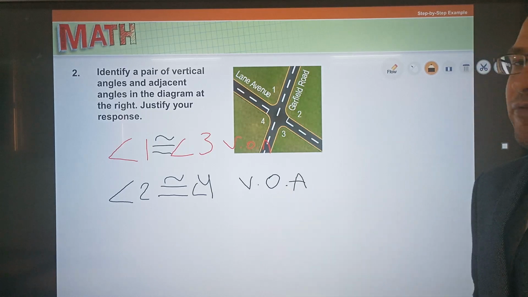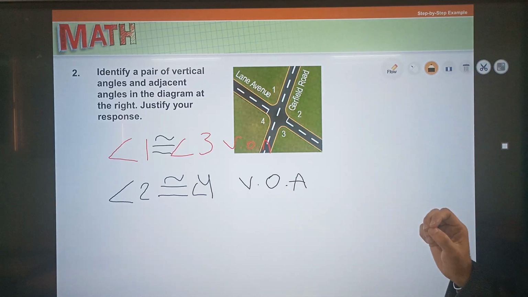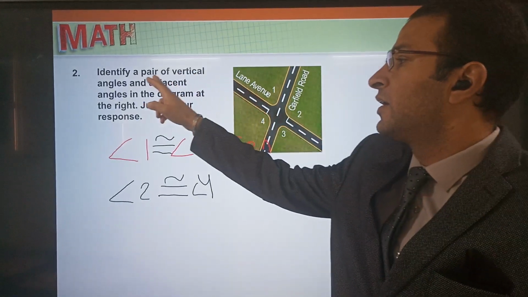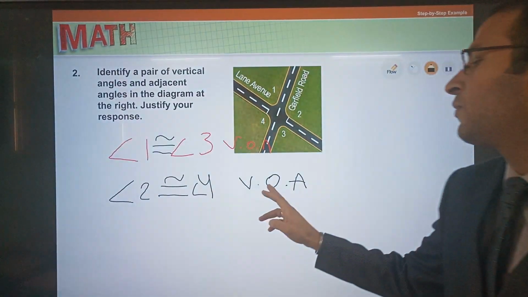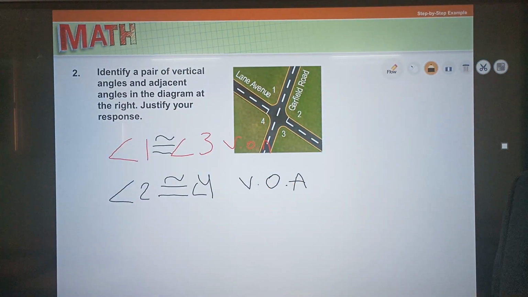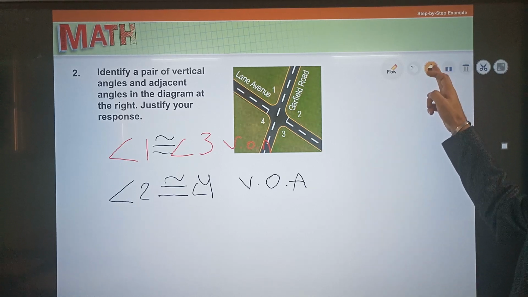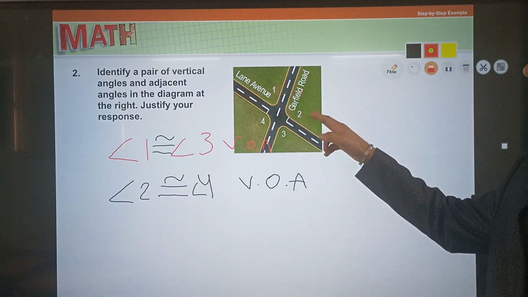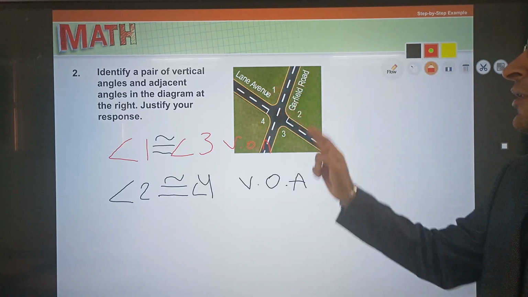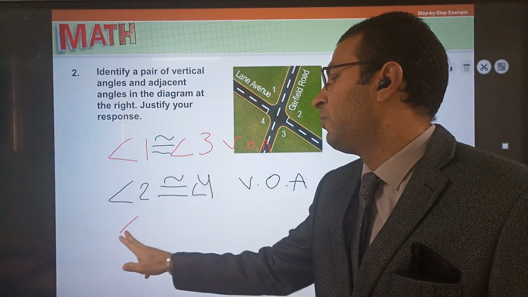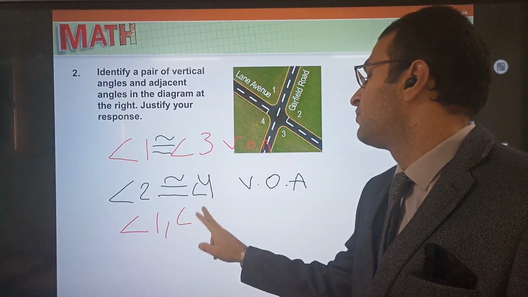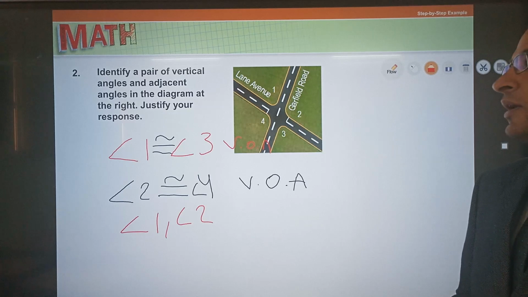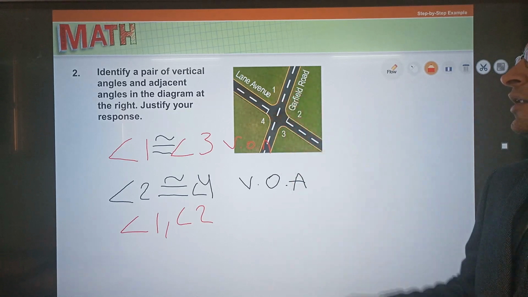So we put an abbreviation, the first letter from each word: vertically, opposite, and angle, we write VOA. What is an adjacent angle? We have many adjacent angles here, so be careful. Angle 1 with angle 2, this pair, this couple, will be adjacent angles. So angle 1 with angle 2 are adjacent angles.